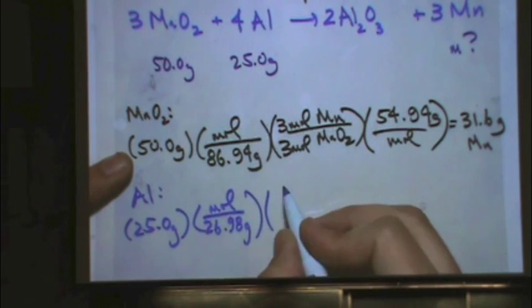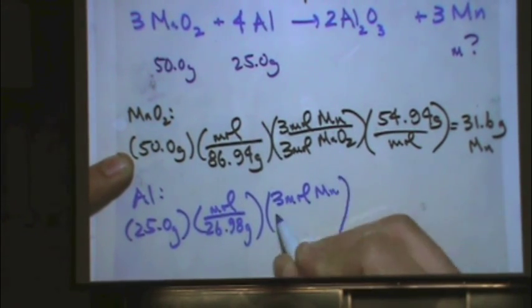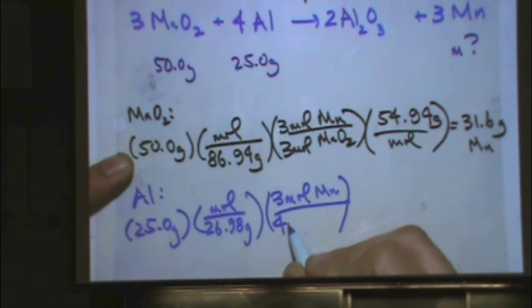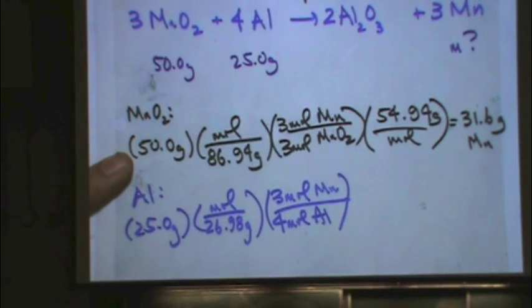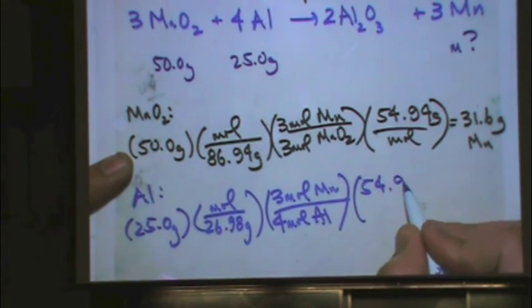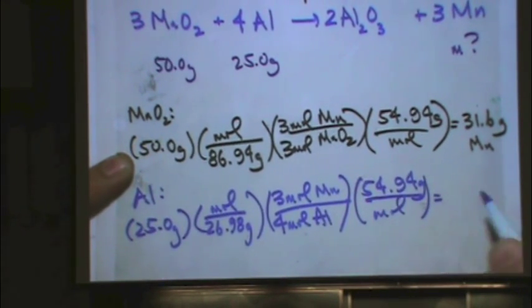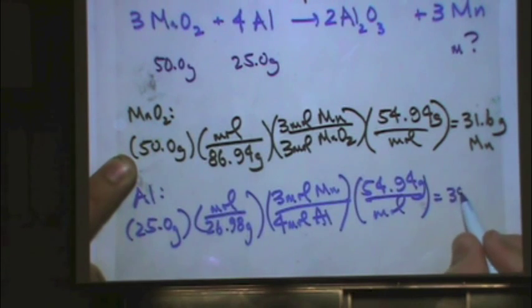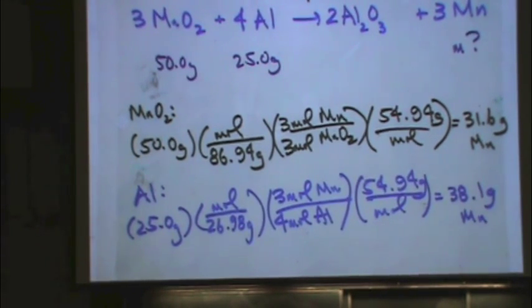Now I'm going to use a molar ratio. Go into manganese again, 3 moles of manganese, same numerator, denominator is different, there's 4 moles of aluminum now. Canceling out aluminum. Now, same last step, I've got to go to grams. So it's 54.94 grams per mole, same number. This turns out to be 38.1 grams of manganese. Again, I found the same thing, but from different starting points.